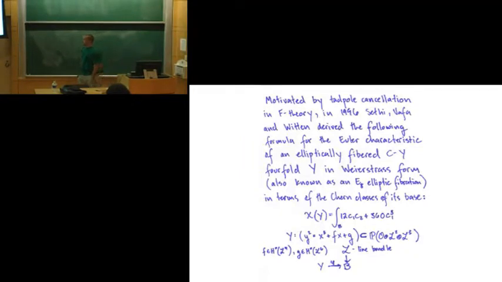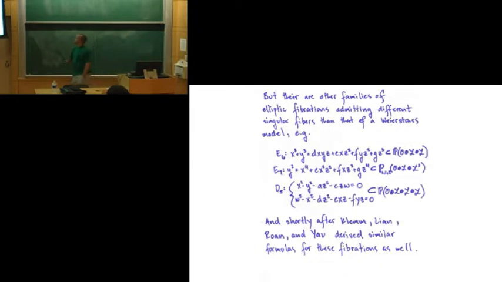Y squared equals x cubed plus f times x plus g, where f and g are sections of tensor powers of a line bundle L on B. F is a section of L to the fourth, g is a section of L to the sixth, and it's living inside of the P2 bundle, P of O plus L squared plus L cubed. Okay? And this seems to be the F-theorist's preferred elliptic fibration, as you'll see in most papers on F-theory. And so this is kind of the starting point of my talk.